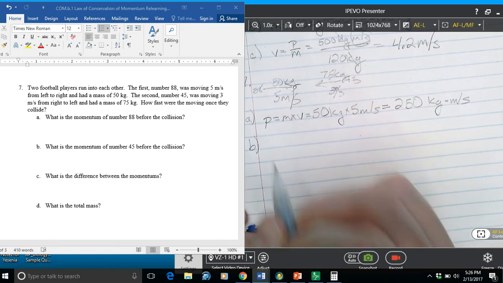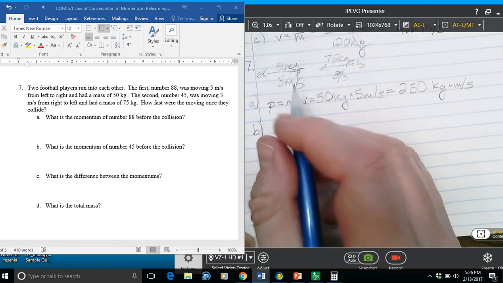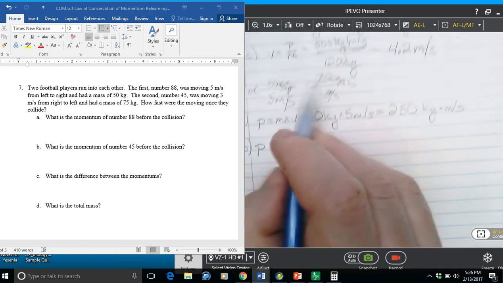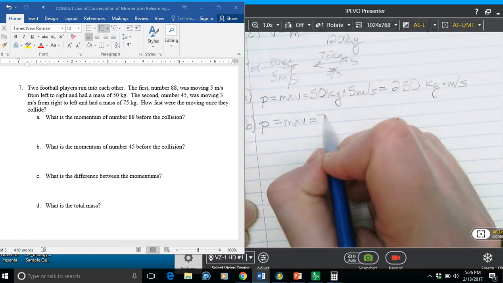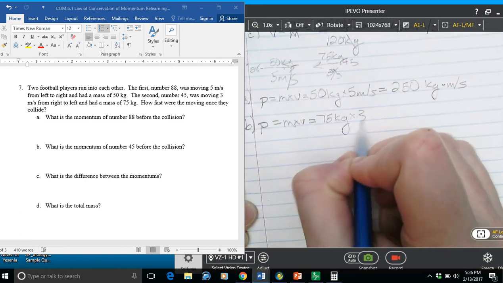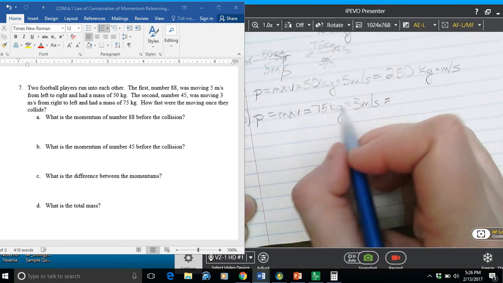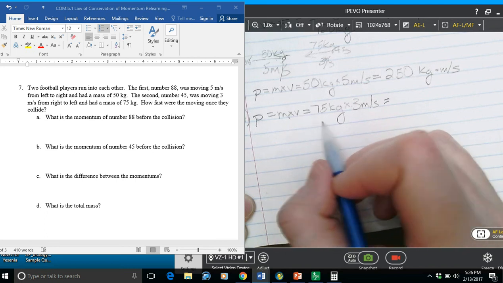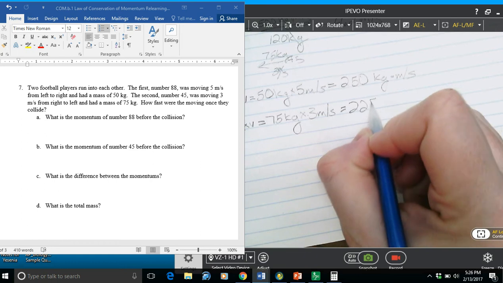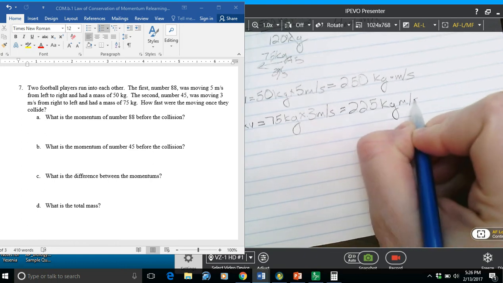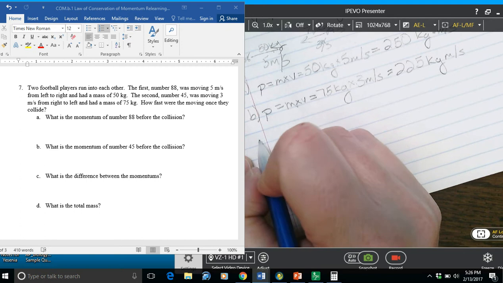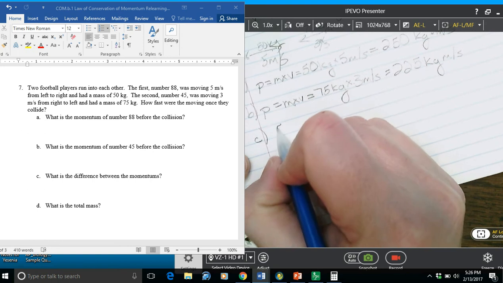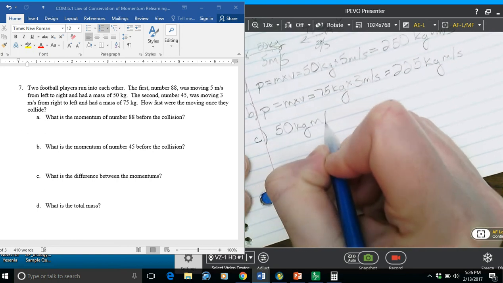Letter B asks what the momentum of number 45 is before the collision. Momentum equals mass times velocity, which equals 75 kilograms times 3 meters per second. If you want to use your calculator, you can, but I'm just going to say, okay, well, 75 times 2 would be 150 plus another 75. That gives us 225 kilogram meters per second. So, C, what's the difference between the two momentums? Only 50 kilogram meters per second.